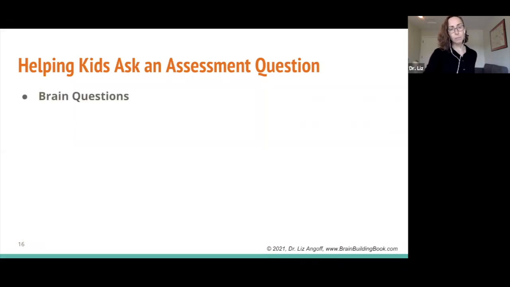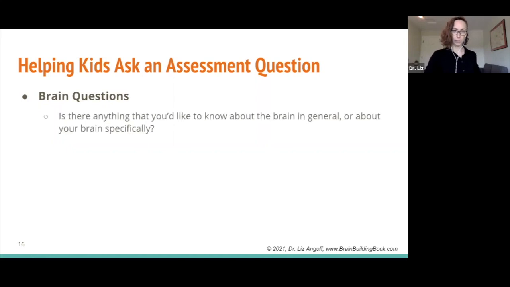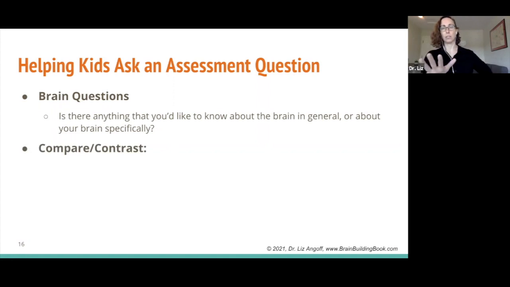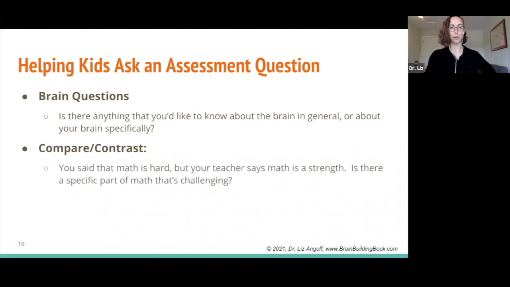So a couple of different types of questions. One is brain questions. Is there anything you'd like to know about the brain in general or about your brain specifically, now that we've gone through all of this? I love compare and contrast questions because even if a child's not saying they have difficulty with something, there's always something they like better than the other thing, or something that's harder than the other thing, or something that somebody says is one thing and they think is another thing. And these become great questions.